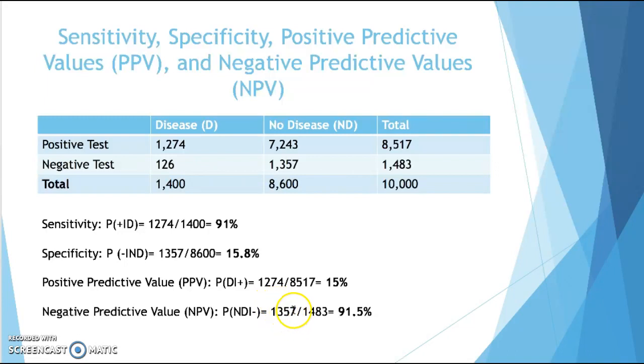Let's quickly review what each of these terms represent. Sensitivity, or true positive, is the probability of getting a positive test given the individual has the disease. Specificity, or true negative, is the probability of a negative test given the individual does not have the disease. Positive predictive value is the probability of a person who tests positive and has the disease. And negative predictive value is the probability of a person who tests negative does not have the disease.